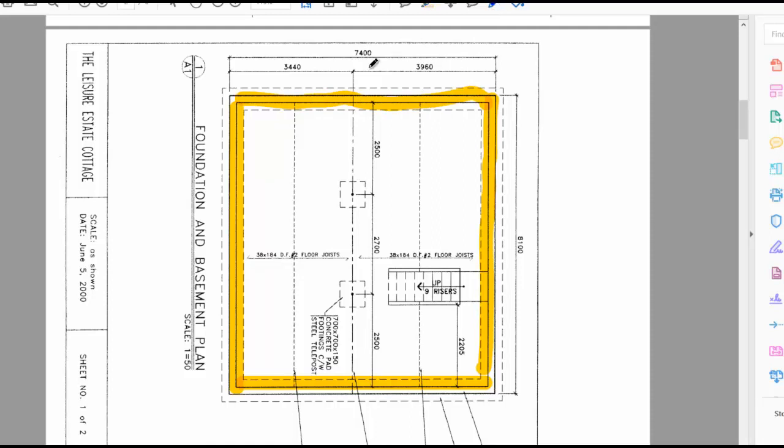This goes to the measurement, which is 7.4, and you have 8.1. So you don't do a center line for these ones, you just take 7.4 on both sides, this side and this side, and 8.1 this side and this side. You just add them up, and that will be the perimeter for the footing, and then we multiply it by the depth of the footing.